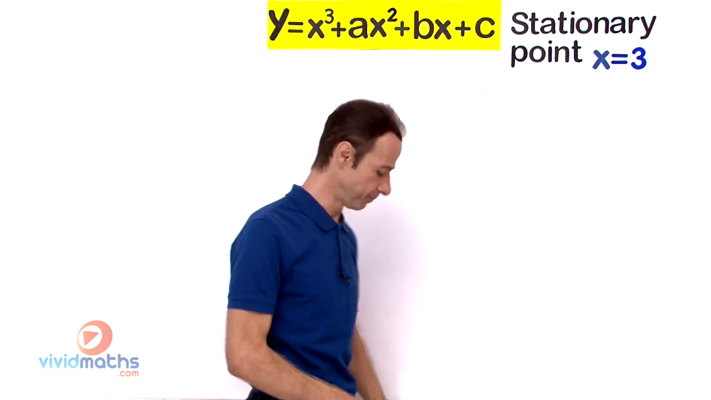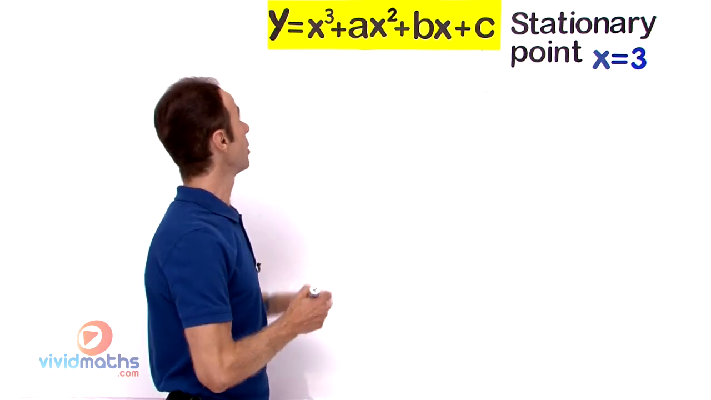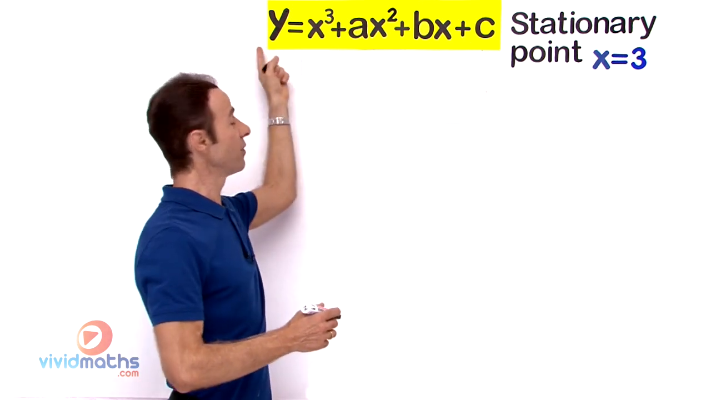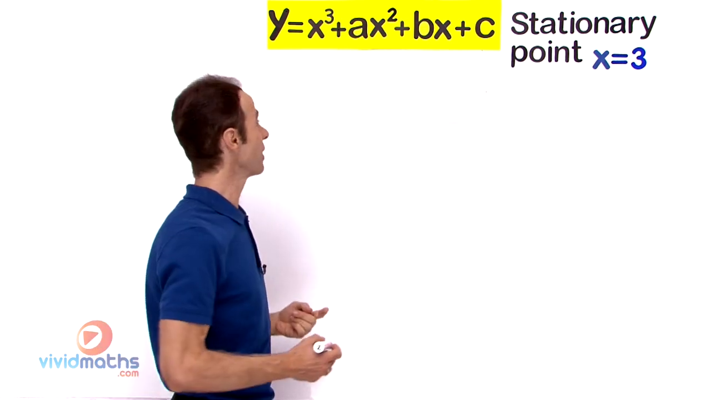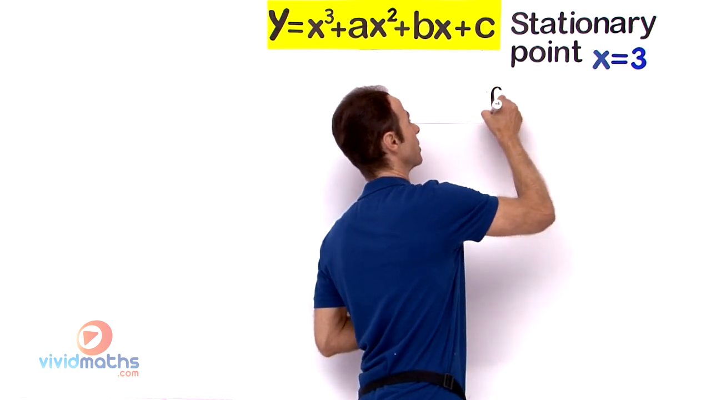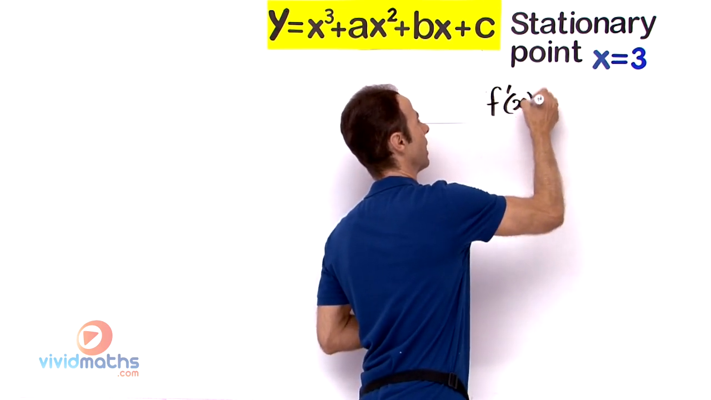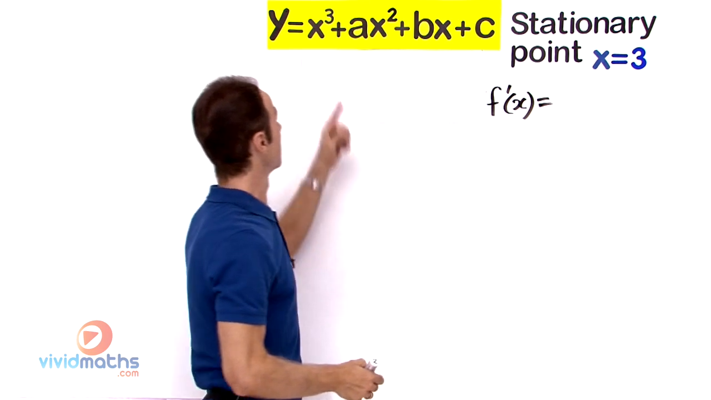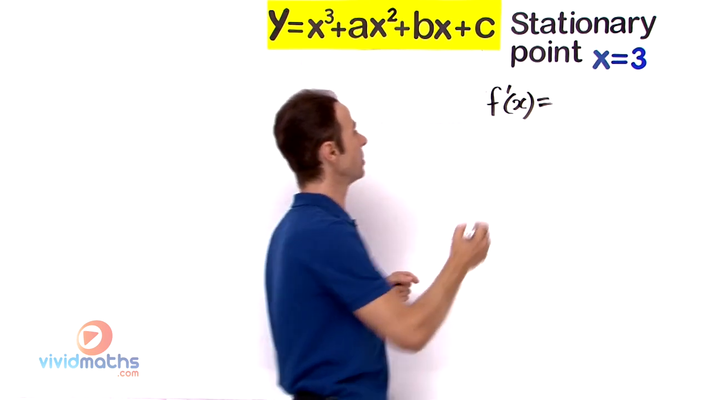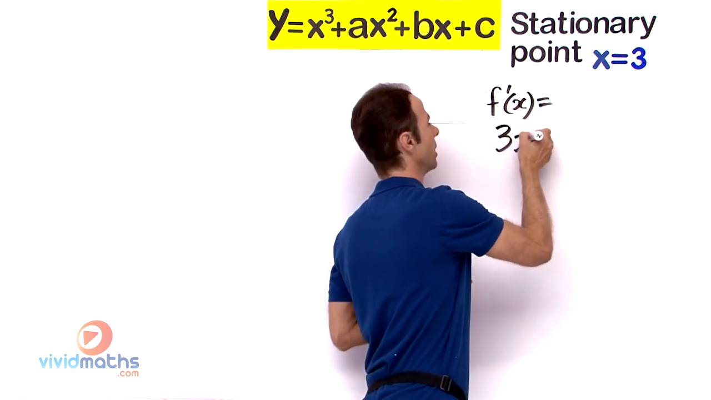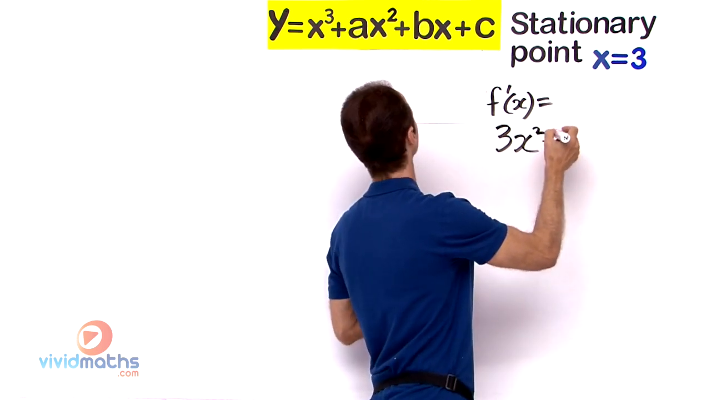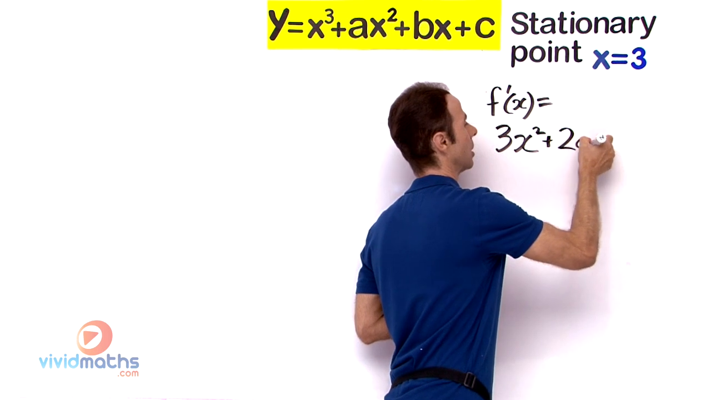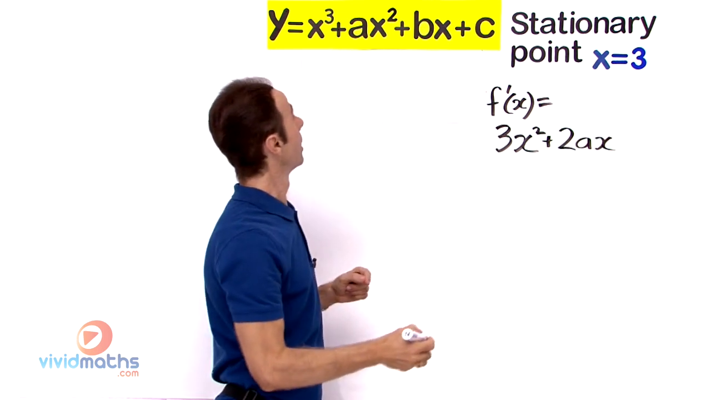So let's do that. Getting the first derivative, we're about to differentiate this one here. We're going to get dy/dx, or f dash of x. Let's do f prime of x. F prime of x equals, as we differentiate that, 3x squared plus 2ax plus b.